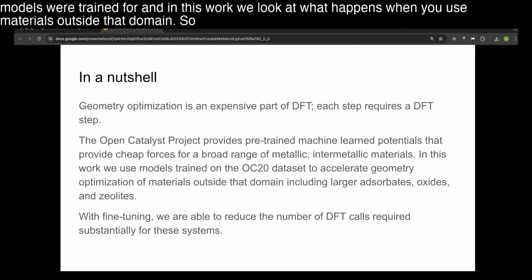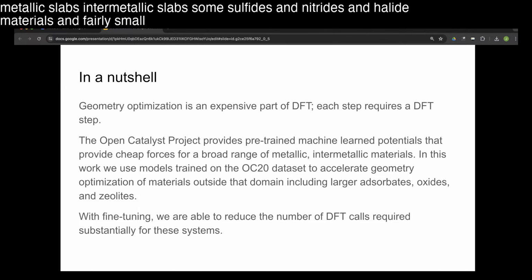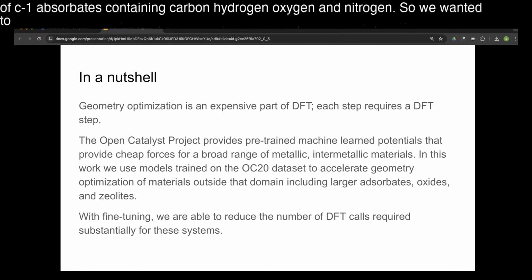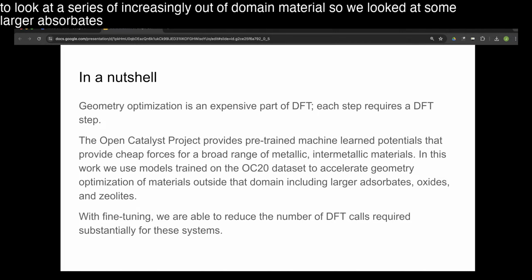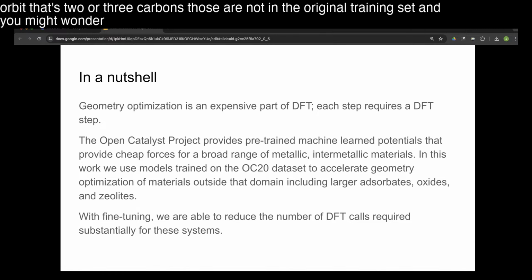The OC20 dataset was trained on lots of metallic slabs, intermetallic slabs, some sulfides and nitrides and halide materials, and fairly small adsorbates, lots of C1 adsorbates containing carbon, hydrogen, oxygen, and nitrogen. So we wanted to look at a series of increasingly out-of-domain materials. We looked at some larger adsorbates in this work. If we have a C2 or C3 adsorbate, that's 2 or 3 carbons, those are not in the original training set, and you might wonder, how well does our model work?